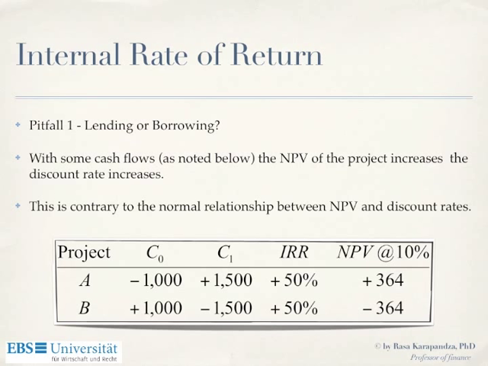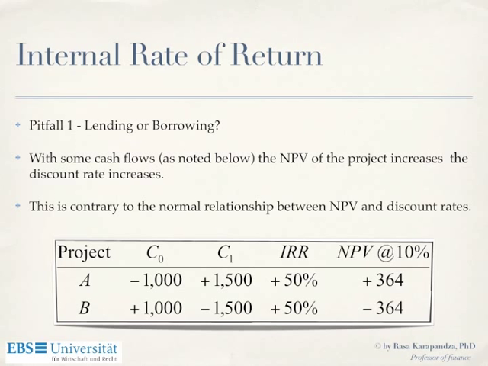So imagine you have two projects. Project A: minus 1,000, plus 1,500. Project B: year 0, plus 1,000, minus 1,500. So what is Project A? Project A is you enter a bank and you tell them, here, I give you $1,000. And in a year from now, the bank gives you 1,500. So this is like you have invested $1,000 in a bank, and after 1 year, you got 50% more.